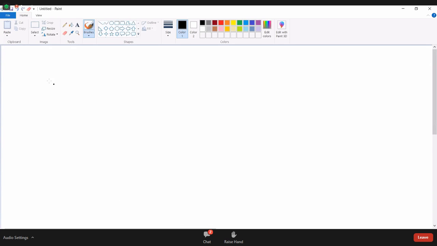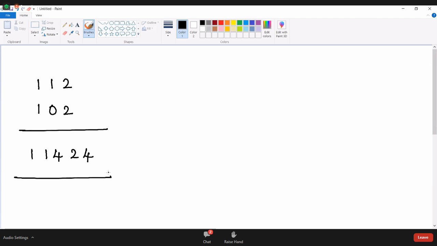For example, you have a question like this: 112 into 102. What is the resultant for this? Use a calculator and tell me what the answer is. 112 into 102. What is the answer choice? Please tell me. Is the result I have written on the screen correct? 112 into 102, you are going to get a result equal to 11424.